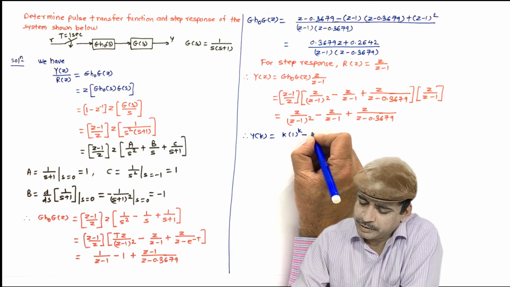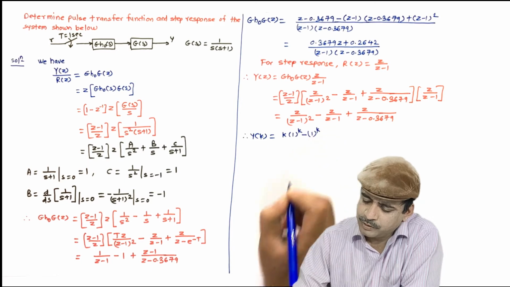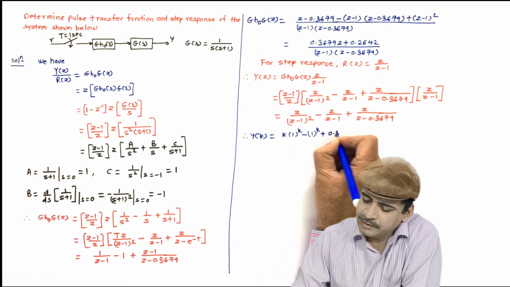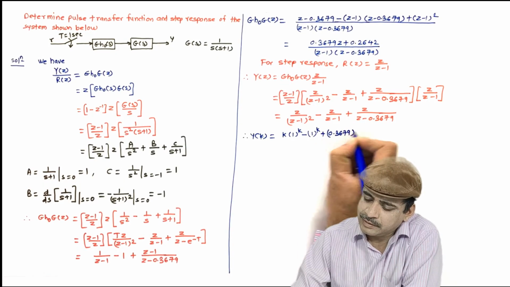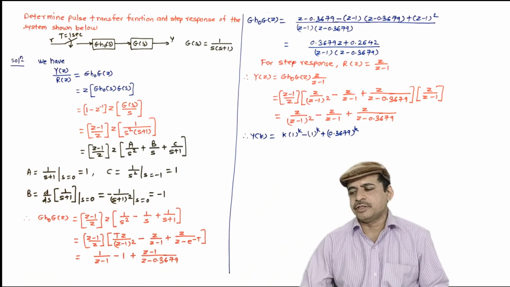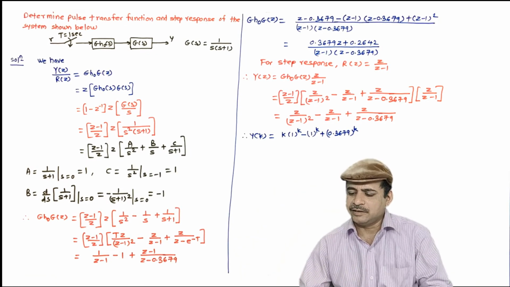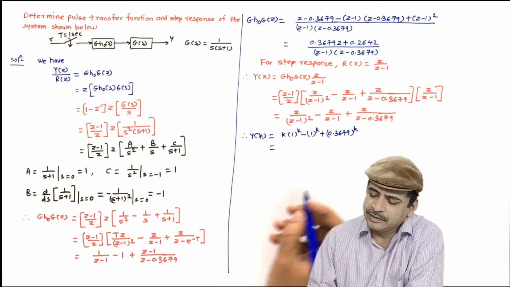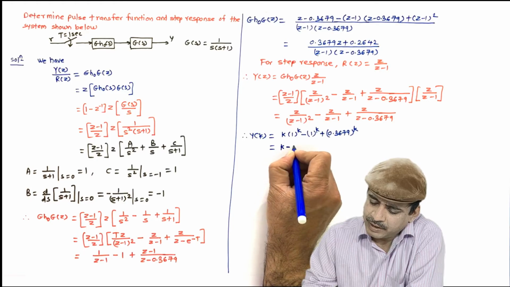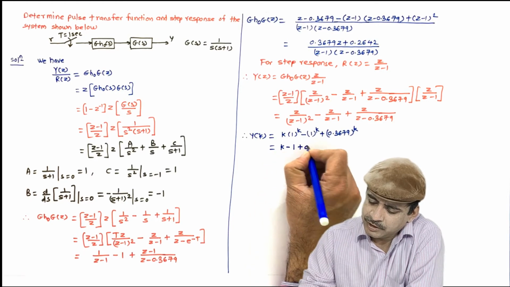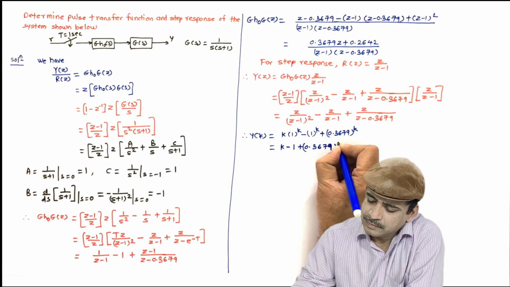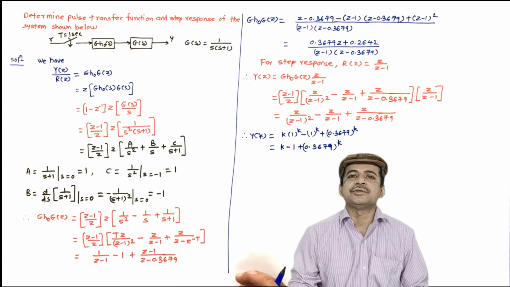Minus this will be 1 raised to k. 1 raised to k is 1, and plus 0.3679 raised to k. Purposely I am not multiplying it with u of k because it is already a unilateral signal, and that is why there is no need to multiply with u of k. So k minus 1 plus 0.3679 raised to k is the step response.